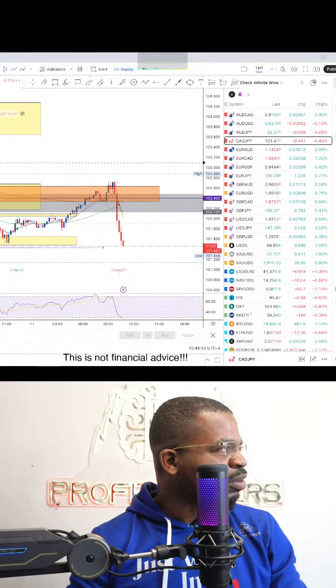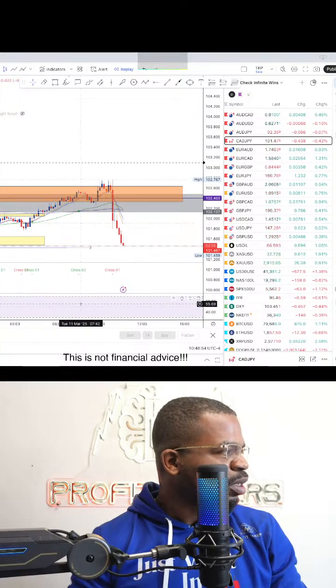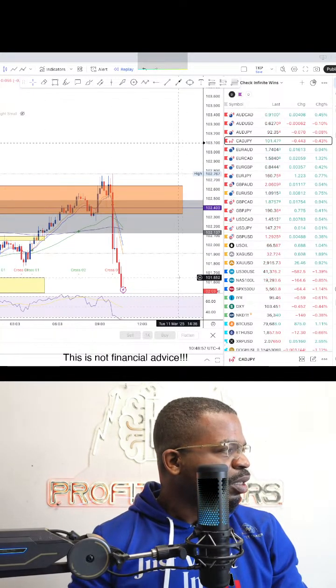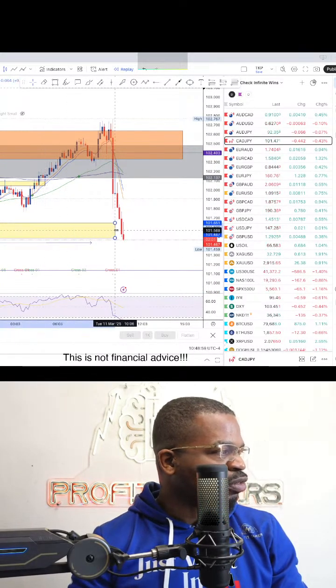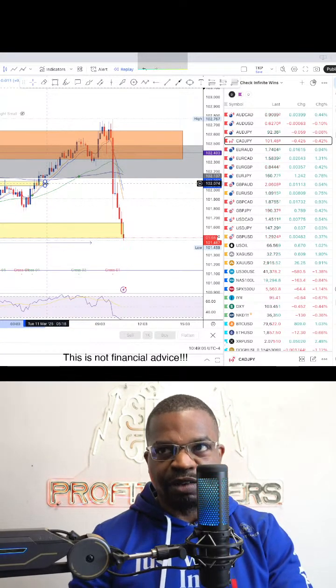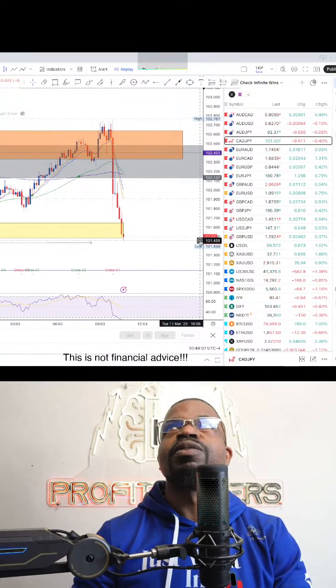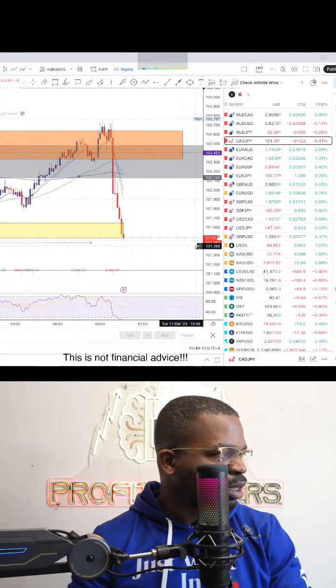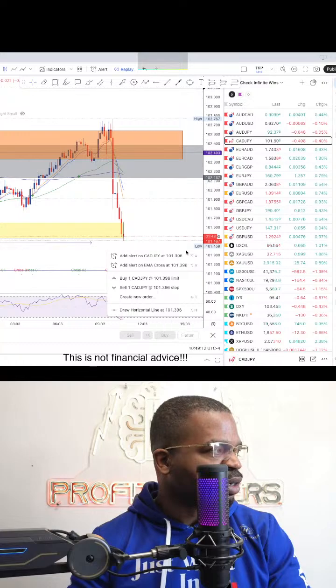Nine o'clock gave you a retest on the 15-minute, and we got a massive drop in CAD JPY. Let's see what happens right here at this level. Go ahead and set some alerts. Want to see if we can add another position with this sell.